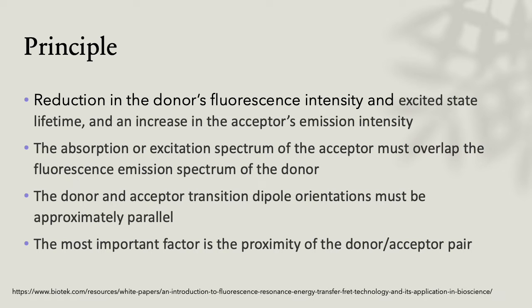emission intensity. The absorption or excitation spectrum of the acceptor must overlap the fluorescence emission spectrum of the donor. The donor and acceptor transition dipole orientations must be approximately parallel. The most important factor is the proximity of the donor/acceptor pair.